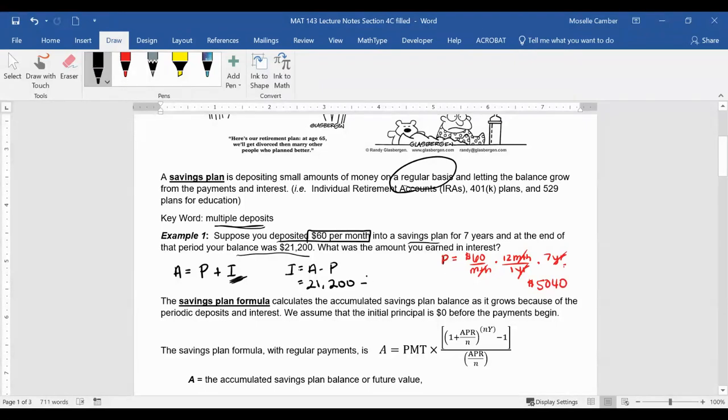So over here we take the 21,200 which we have in our account minus the 5,040 that we put in, and we get total interest of $16,160.